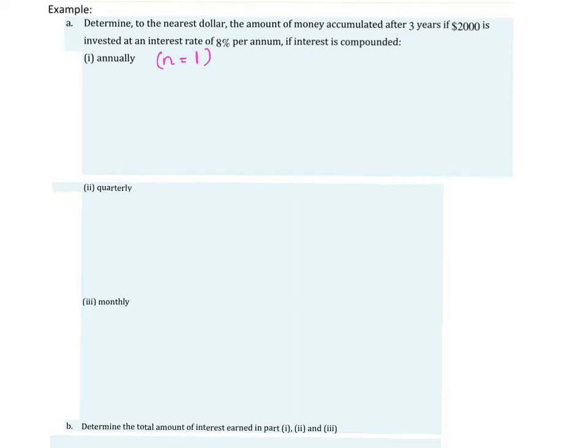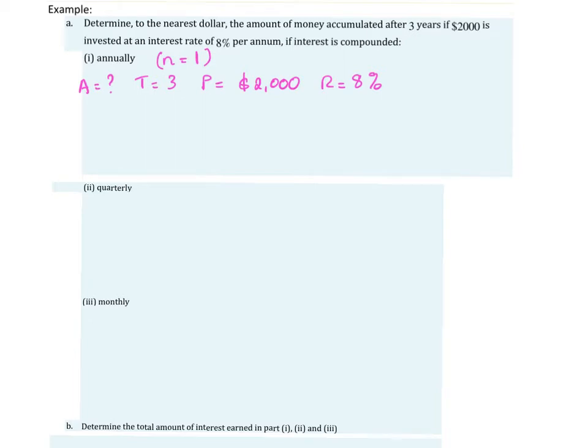So then the next bit here, let's write out all of the information that we've got. And we're looking for the money accumulated. So we want A, that's what they're looking for. And we're told that T is equal to 3 years. We're also told that $2,000 is invested, so P is equal to 2,000. And what else do we know? We know that R is equal to 8% per annum.